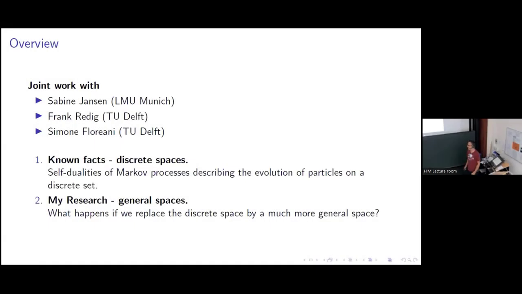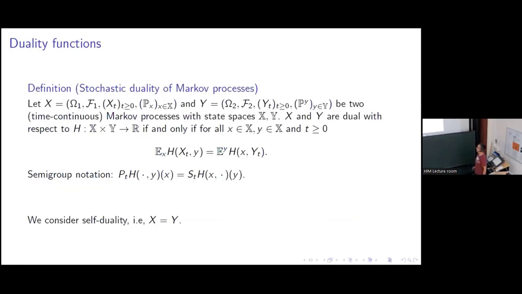How to generalize these discrete facts to general spaces. So after part one, I try to go through again and look at what we can do at each step, so that everything also works on much more general spaces. Okay, let's start. One definition you already see here today is the definition of Markov processes and stochastic duality.